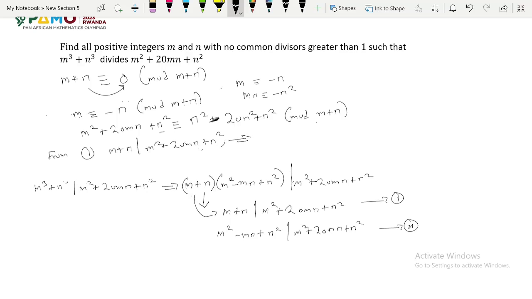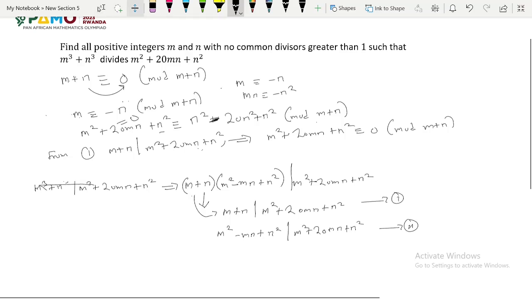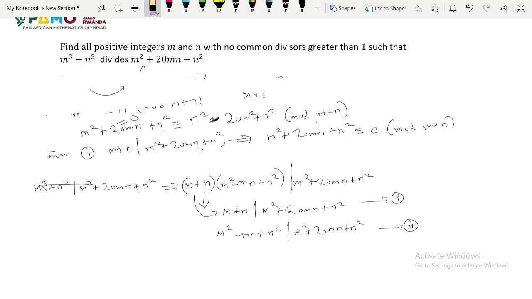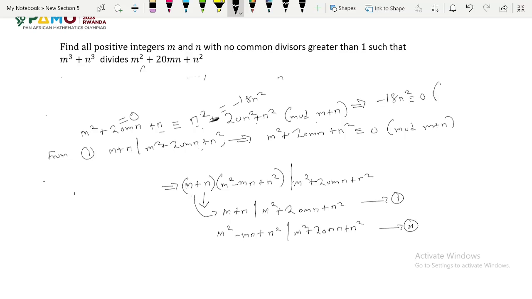So this means that this has to be equivalent to 0. The remainder is 0 in mod m plus n, right? So in place of this I'll put 0. On this side, it is equivalent to n square plus n square, which is 2n square, and 2n square minus 20n square is minus 18n square. So I have minus 18n square being equivalent to 0 in mod m plus n. This means that 18n square is congruent to 0 in mod m plus n, right?